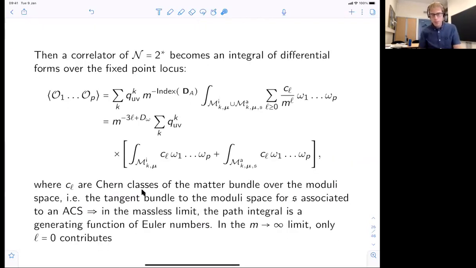Okay, so maybe just to indicate these correlators from a UV perspective, we get something like here on the right hand side. The different terms are weighted by QUV to the power of the instanton number, and there's a certain power of m. We get an integral over the two components of the moduli space, and then we get an integral of differential forms over these moduli spaces. And the differential forms are built up from omegas, which correspond to the observables.